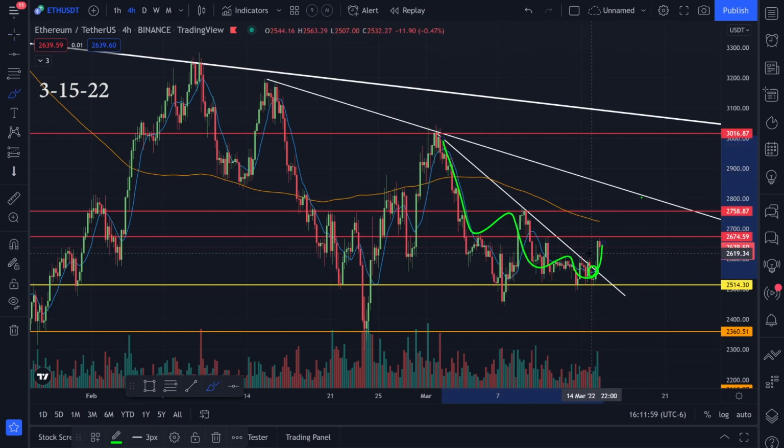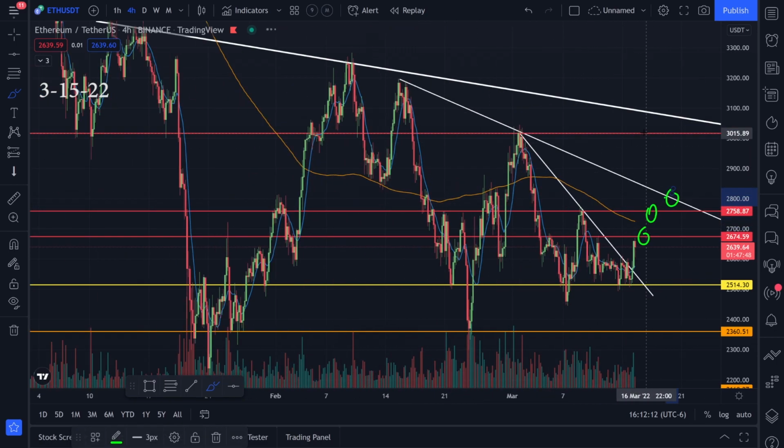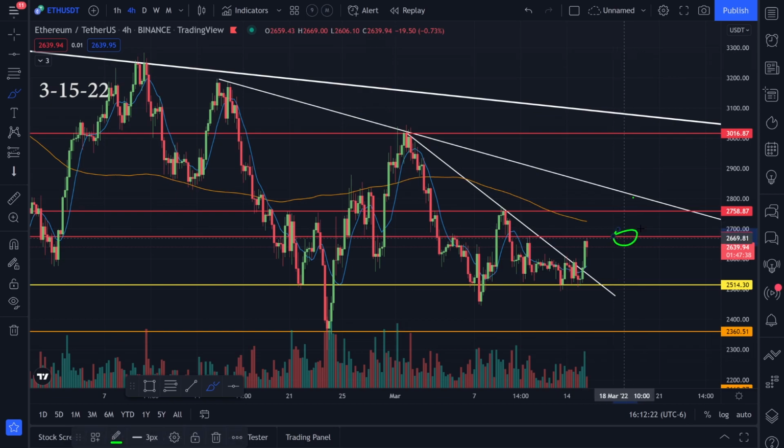So in general, like I was saying, I do like the fact that we had this downtrend and we're breaking it to the upside. Let's keep an eye on these red lines sitting around 2,674 and 2,758. I think if we could break those ones, then hopefully we could break this bigger downtrend right here, push up, and start to test the next one at around 3,016. These are just the next levels that I'm looking at for possible resistance.